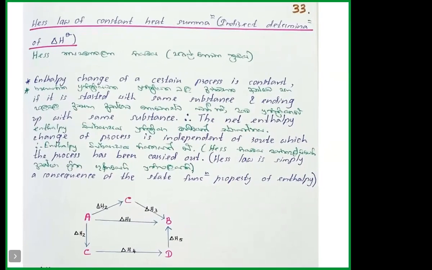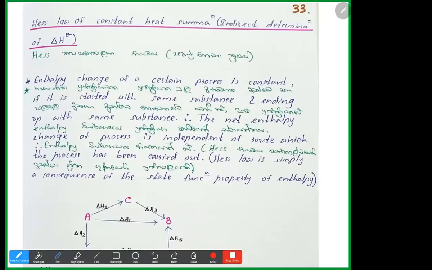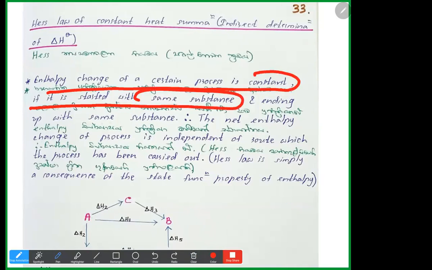Hess's law we are using for calculations indirectly. Not knowing the direct value, we can calculate this direct value from this method. Enthalpy change of a certain process is constant if it starts with the same substances and ends with the same substances. So regardless of the path, the net enthalpy change of the process is independent of the route.